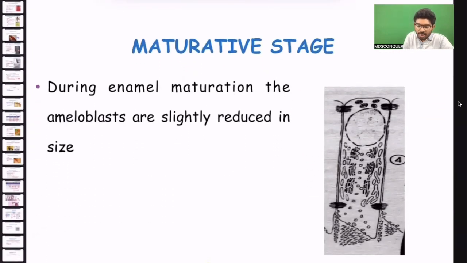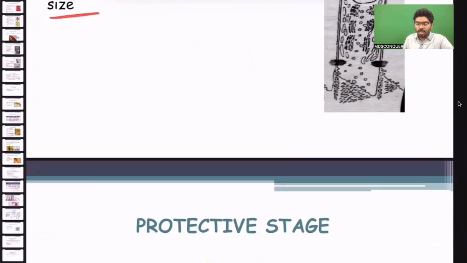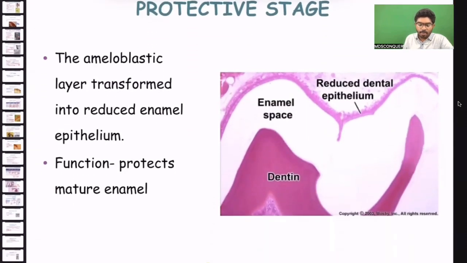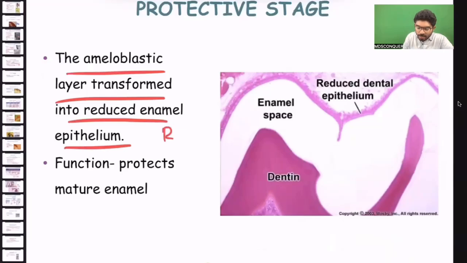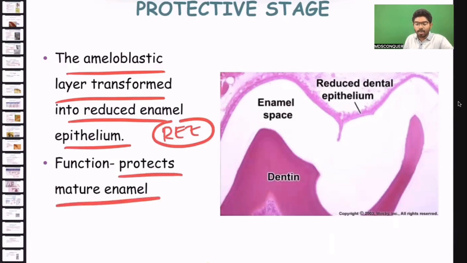Maturation, the word tells it, right? There, the maturation of enamel takes place. During enamel maturation, the ameloblasts are slightly reduced in number. So the maturation is going to start. Protective phase, the ameloblast layer transforms into reduced enamel epithelium. We said this reduced enamel epithelium is going to protect the matured enamel. So protective means protecting the enamel which is formed, as the ameloblast transforms into reduced enamel epithelium which is protecting the formed enamel.